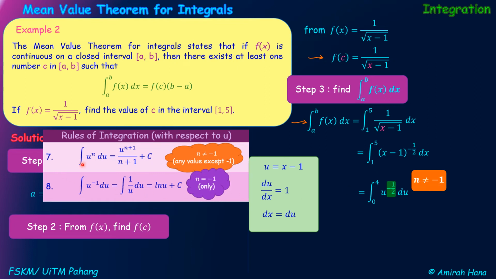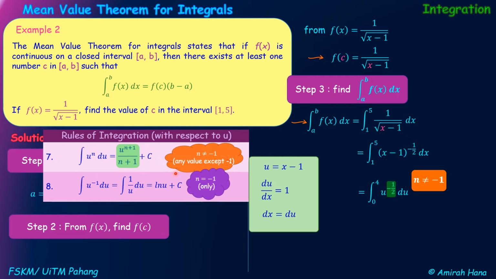From this formula, if we have the integration of u to the power of n du, where n is not equal to negative 1, meaning any value except negative 1, after we integrate, we have u to the power of n plus 1 over n plus 1. Since this is an indefinite integral, we must put plus c. This formula is given in the previous video in the topic integration with u substitution.